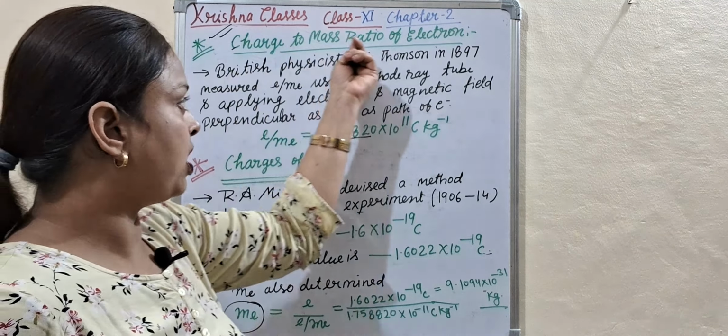So let's start today's topic. What is today's topic? Charge to mass ratio of electron. This is today's topic.